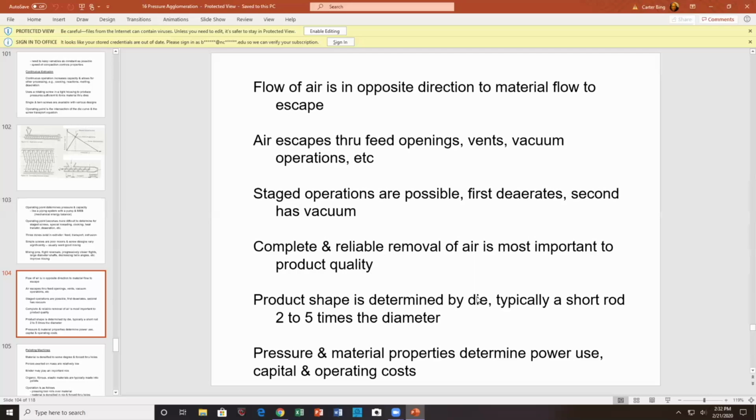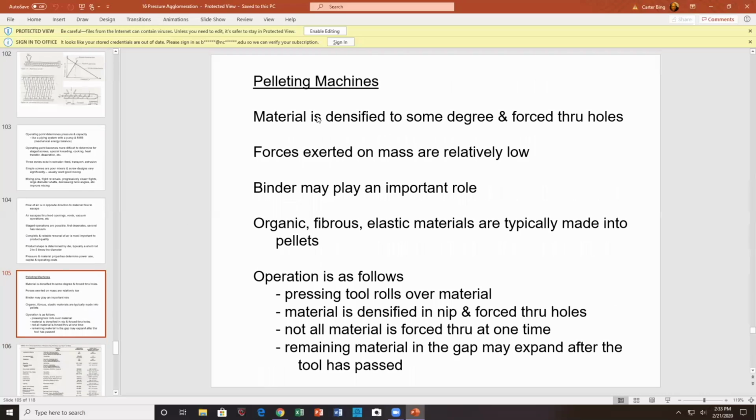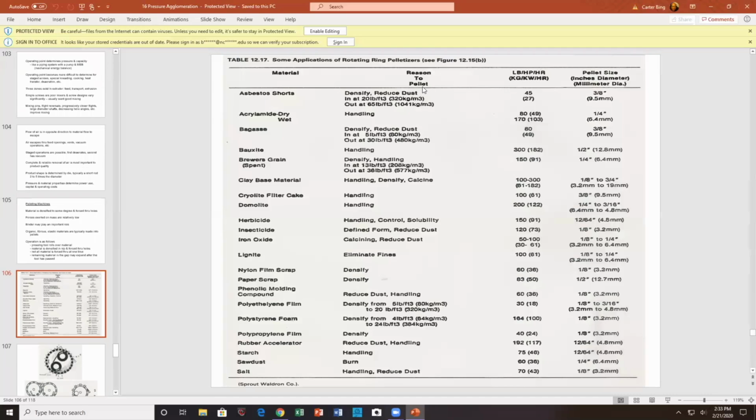Product shape is determined by the die, typically a short rod, 2 to 3 times its diameter. Pressure and material properties determine power use and capital. So what do we have? Pelleting machines. So what materials do we make pellets from? The reasons to pellet: handling, densification, reducing dust, elimination of fines, control, and solubility. You want it porous. So all these are handling issues, right?